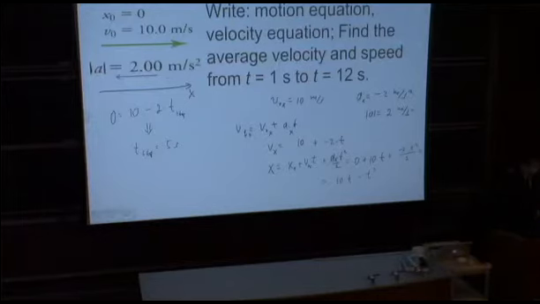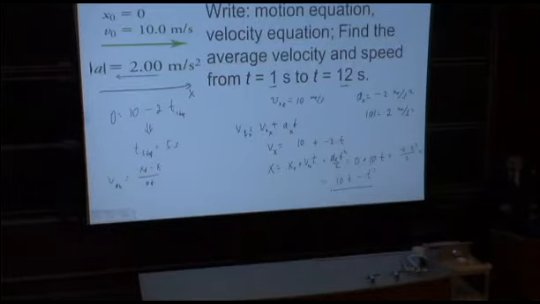Now, calculating the average velocity is an easy task. The average velocity is equal to x final minus x initial divided by delta t. That's it. So you need to calculate two values of x. To calculate x final, you have to use t final, which is 12. To calculate x initial, you have to use t initial, which is 1. And then you subtract, and delta t, 12 minus 1 equals 11. The trickier part is calculating average speed.